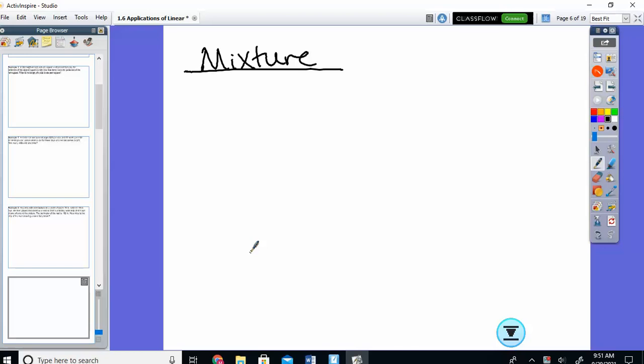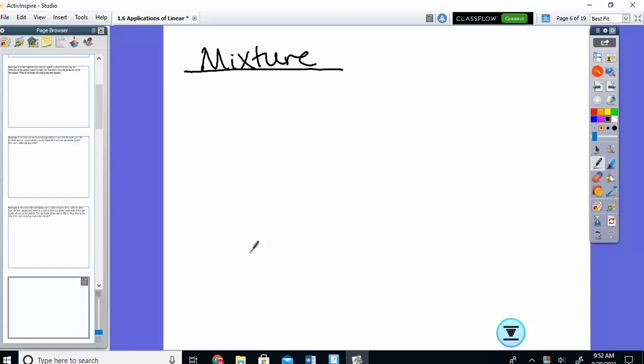So let's say we are going to mix some things together. Okay, so I am going to make trail mix to bring in class. Okay, and I have let's say 2 gallons of trail mix I'm bringing to school.